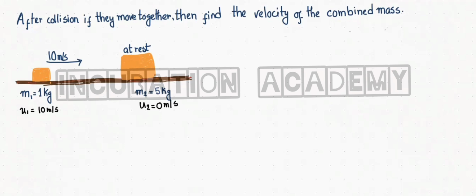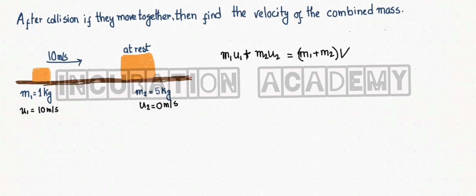What is the principle of conservation of momentum? It is m1 u1 plus m2 u2. This is the total momentum before collision. After the collision, both the masses will combine and move together. So we can consider both of them as a single entity of mass m1 plus m2, moving with a velocity capital V.